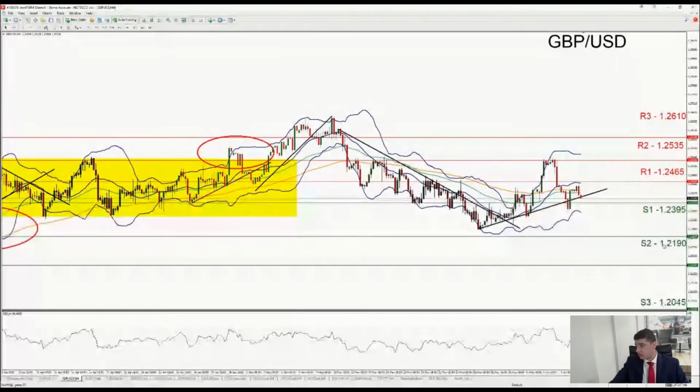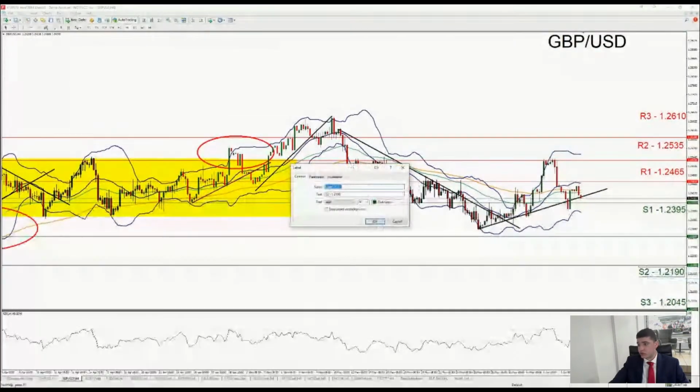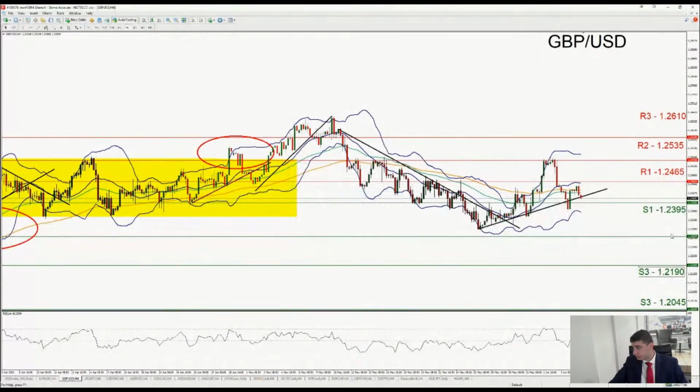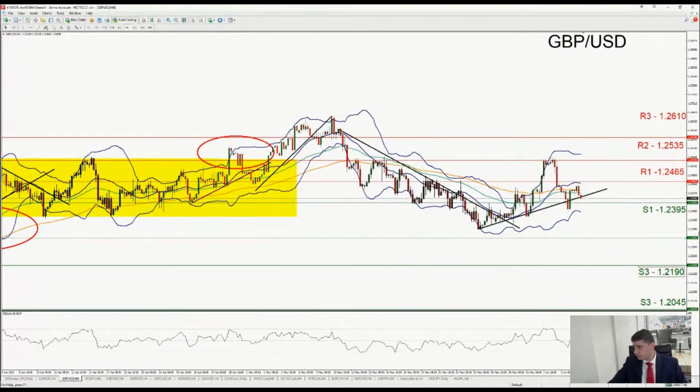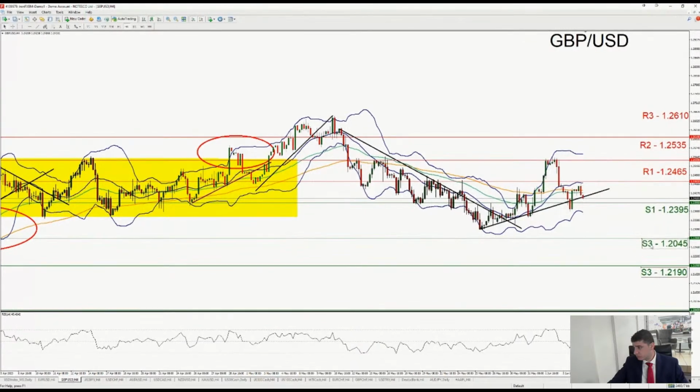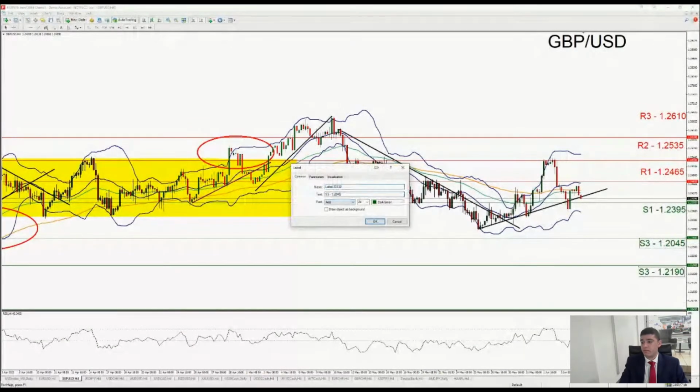And then, excuse me, this should have been S3, whereas S2 would be at 1.2280. So should it break below S1, we would anticipate the next potential target being the S2 level at 1.2280, excuse me.